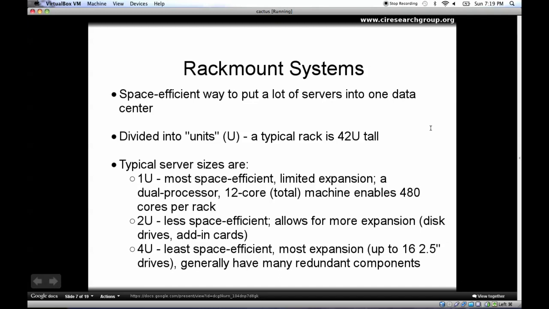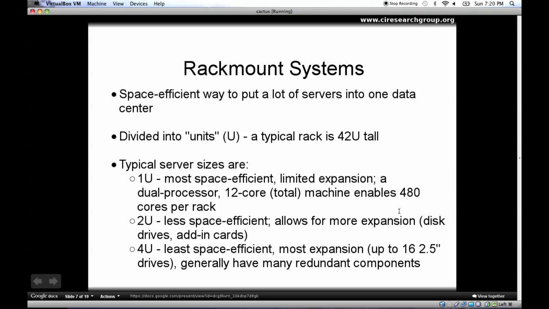Rack sizes are measured in terms of units, or U, and a typical rack is 42 U tall. So the most space-efficient of servers, a 1U system, with 12 cores in each machine, could enable up to 480 CPU cores to be supported by a single rack. However, there won't be much room for expansion. There won't be much room for extra devices or extra hard drives.